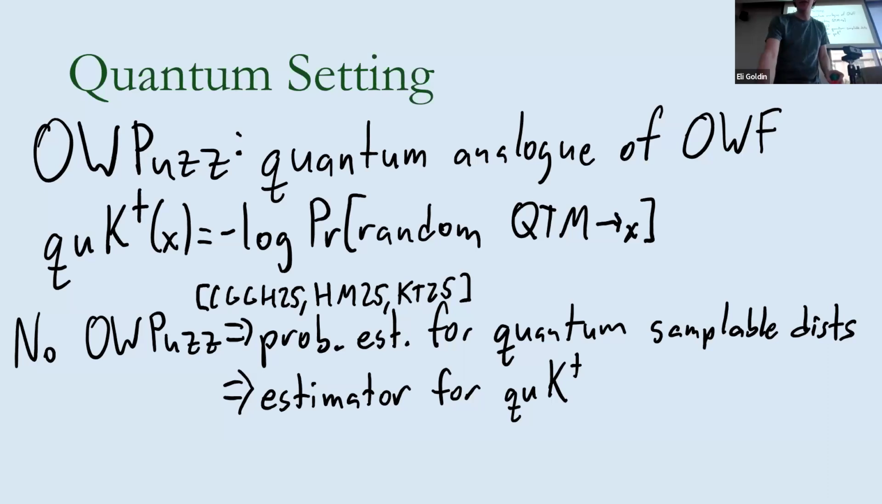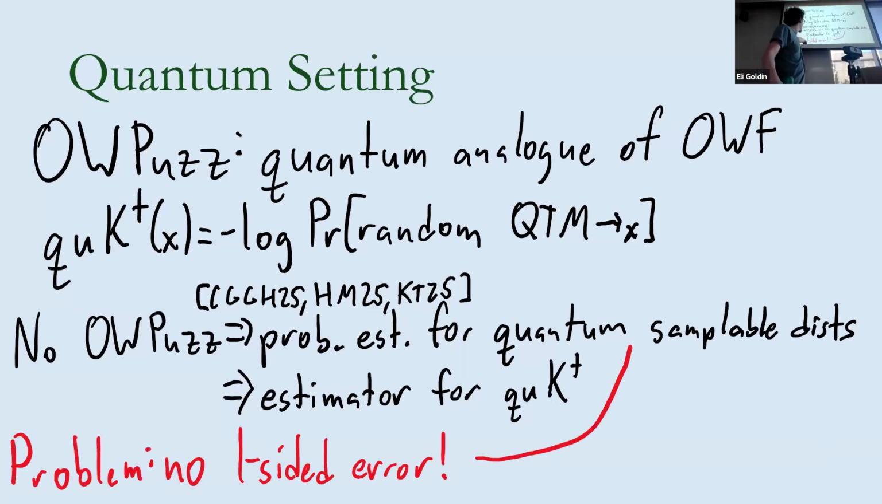But the big problem is the following. This estimator does not have that one-sided error that I was pointing out was so crucial. If you're doing the no-one-way-puzzles form of probability estimation, it could be the case that you're very, very wrong on rare samples. I don't know how to get one-sided error. It's a good open question. This actually comes up a lot in this area of quantum crypto.